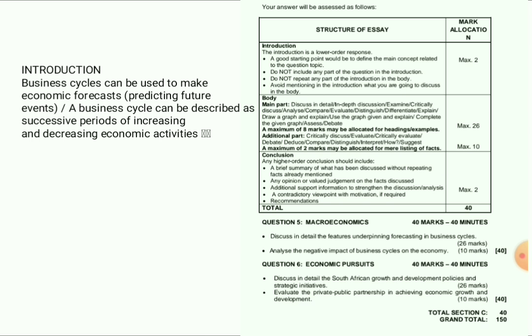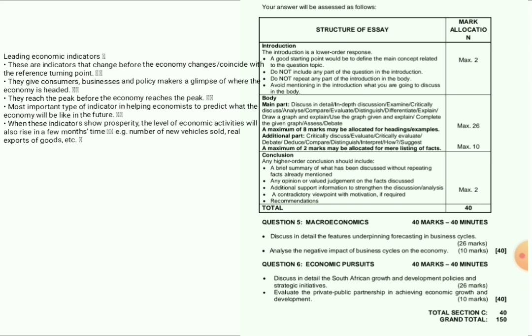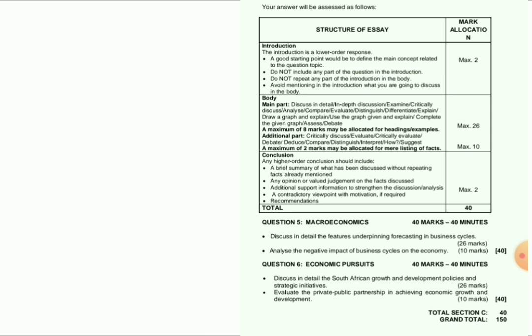So let's go to the main part. Leading economic indicators. These are indicators that change before economic changes, with the reference turning point. They give consumers, businesses, and policy makers a glimpse of where the economy is headed. They reach the peak before the economy reaches the peak. Most important type of indicator in helping economists to predict what the economy will be like in future. So I've given you many of them.